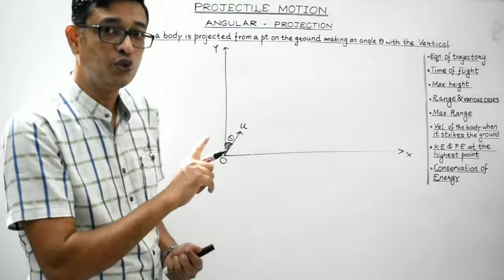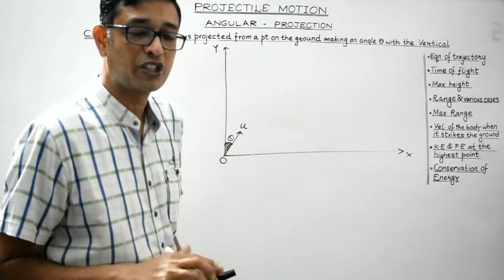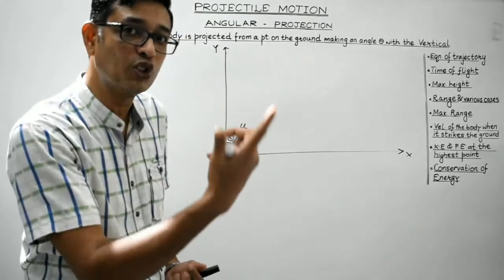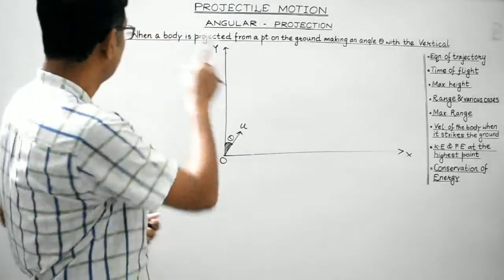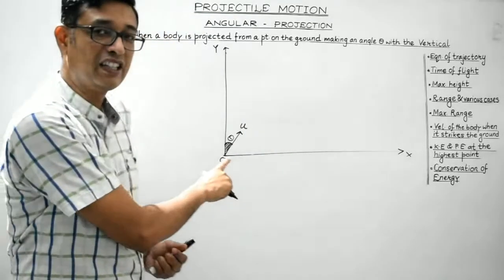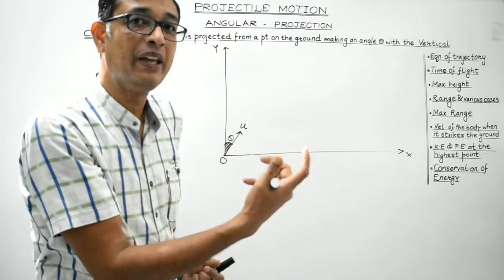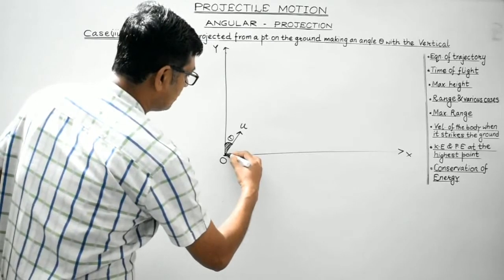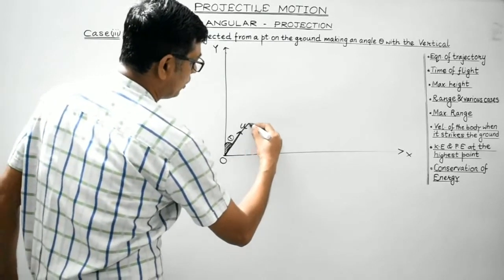In case 2, again, it was the case of angular projection, we have considered theta to be the angle which the velocity vector makes with the horizontal. That was in case 2. This is case 3, where theta is the angle which the velocity vector makes with the vertical. Here also we will prove that the body will tend to follow a parabolic path. We will prove it.